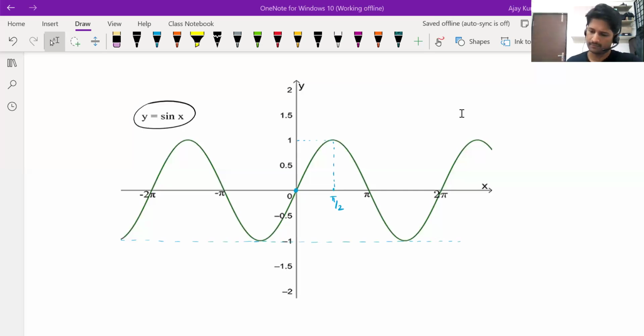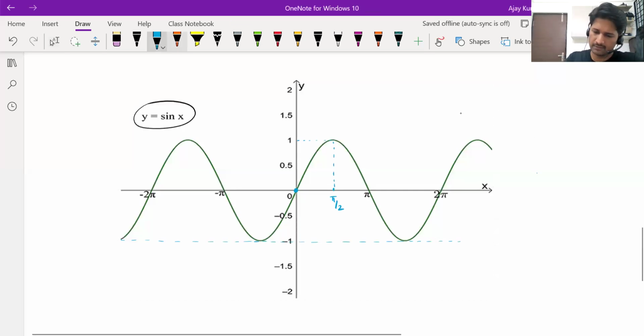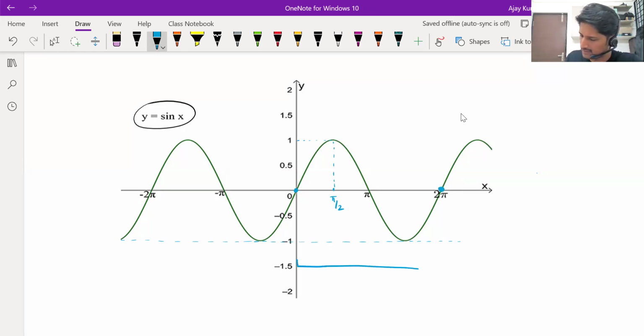And you can observe the period of the function also. Whatever happens to the graph in the interval 0 to 2 pi, that is this interval, it just repeats after every interval of 2 pi. That's why we say the period of the sine function is 2 pi. That's fine. So y is equal to sine x has a maximum of +1 and a minimum of -1.